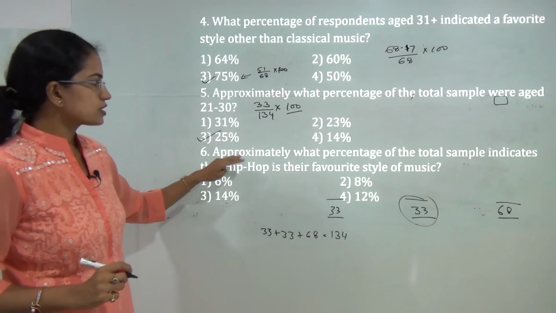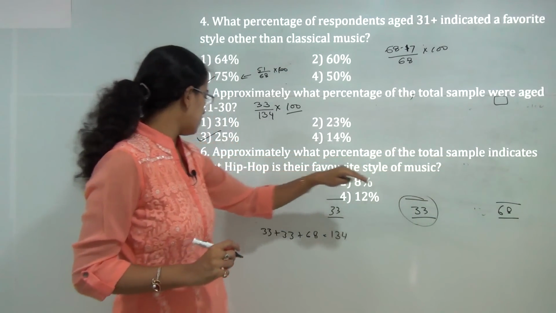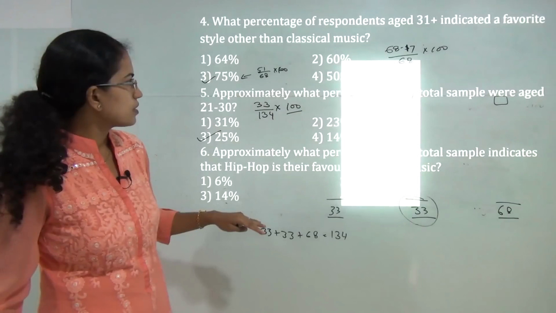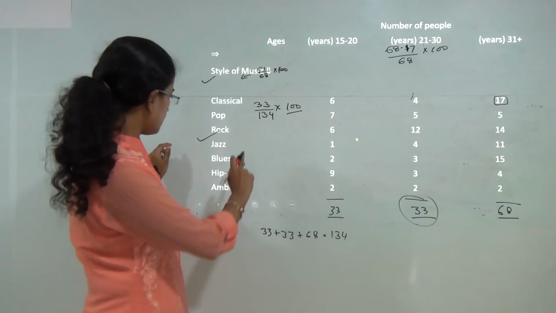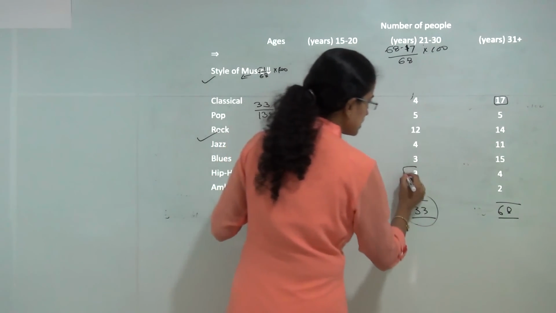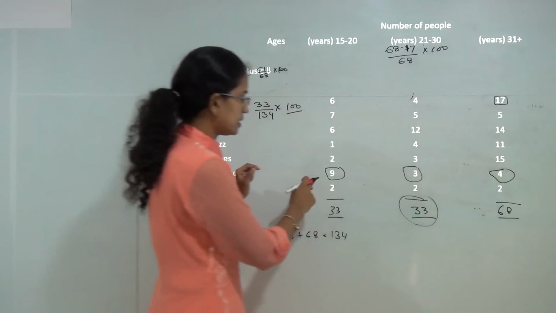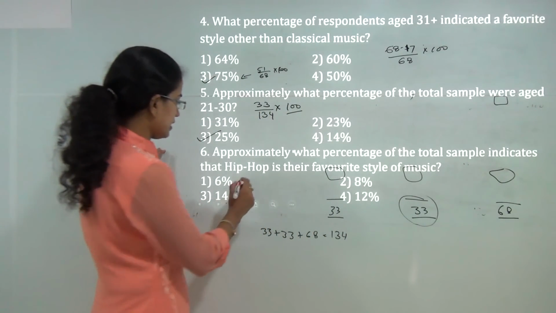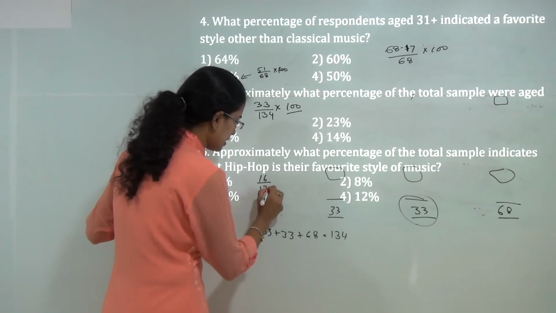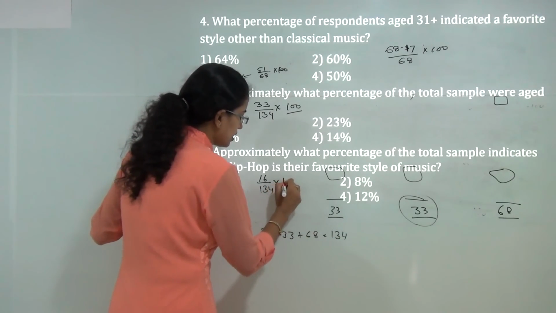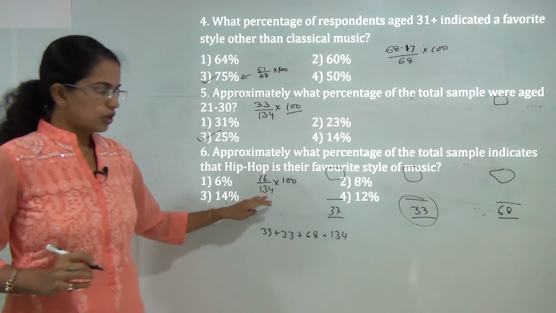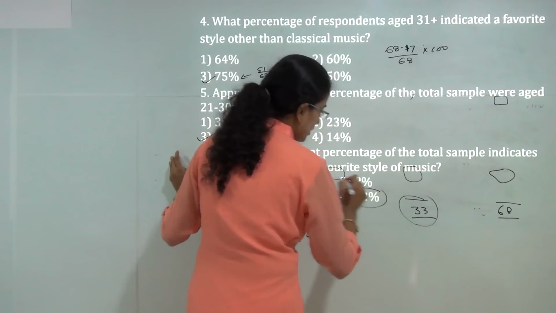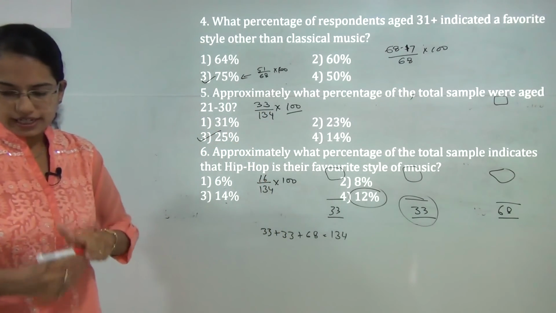Now next is, approximately what percentage of the total sample indicates that hip hop is a favorite style of music? If I go back to the table, you have hip hop, that's 9 plus 3 plus 4 plus 7 plus 9, that's 16. So if I move back here, you have 16 divided by 134, that's the total amount, into 100, and on solving this I get an answer of 11.94, that's approximately 12%. So 12% would be the correct answer here.